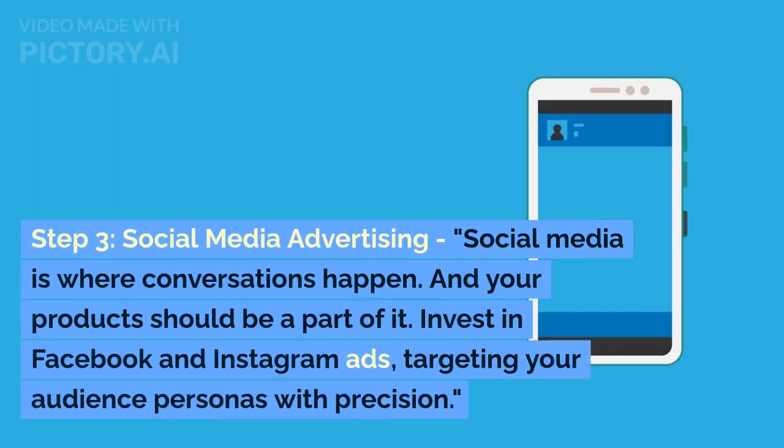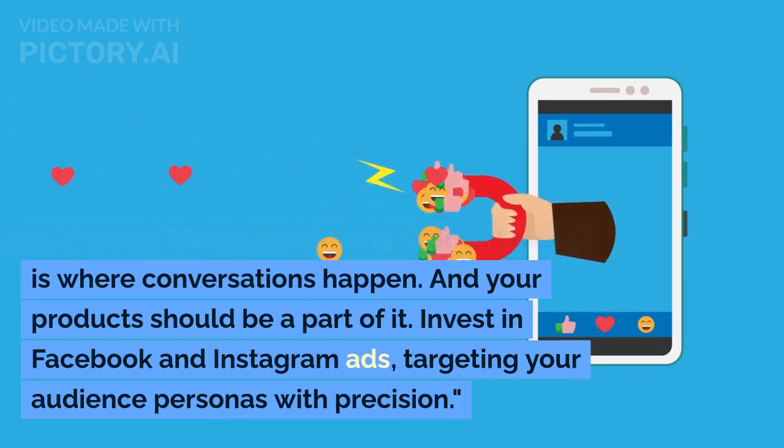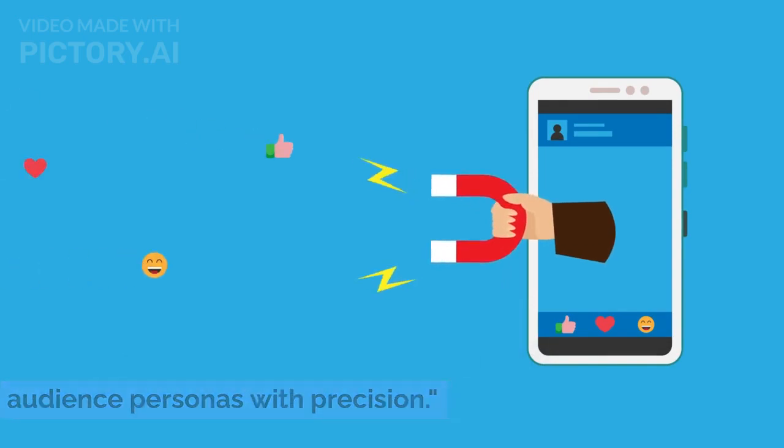Step 3. Social media advertising. Social media is where conversations happen, and your product should be a part of it. Invest in Facebook and Instagram ads, targeting your audience personas with precision.